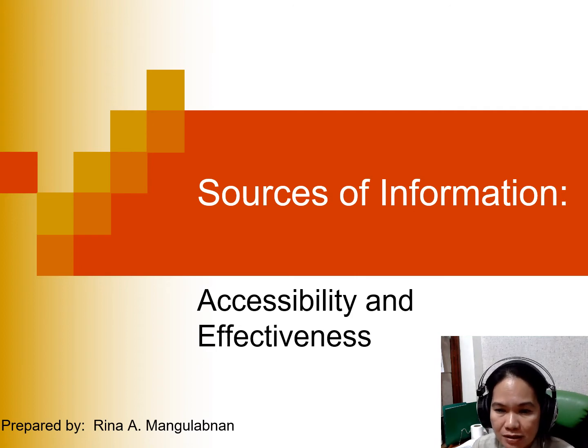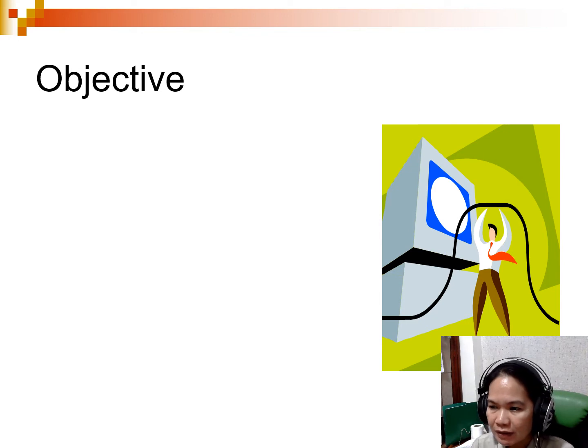So from the previous lesson that we have discussed about the sources of information, wherein you were able to classify the sources of information, which is primary, secondary, and tertiary sources of information. So right now, we're going to discuss about accessibility and effectiveness. So when we say accessibility, let us say how easy we can obtain the information. How can we access the information?